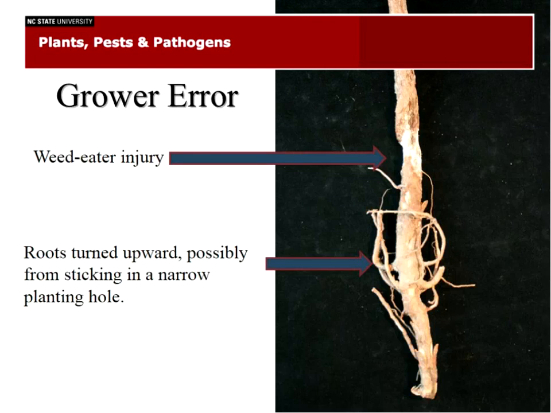This is a set of loblolly pines that had been transplanted several years ago now, but where we saw two problems. One was weed eater injury there, and also these roots that are pointing upward, possibly because they had made a hole that was too narrow, stuck the little seedling in there, and the roots ended up being pointed toward the surface. Another symptom that we can see, I didn't put a picture of it, is what we call J-rooting, where the bottom of that root either goes sideways or actually curls up the taproot, and that will cause long-term problems for that tree.